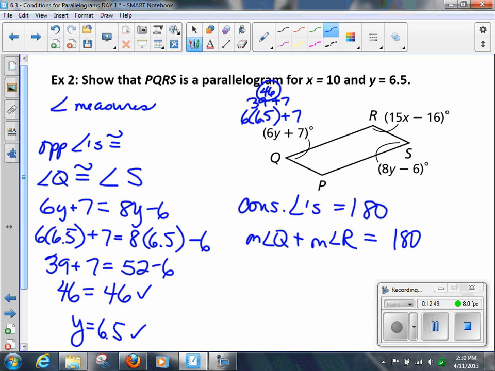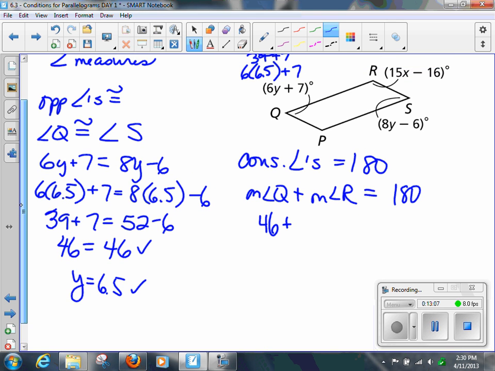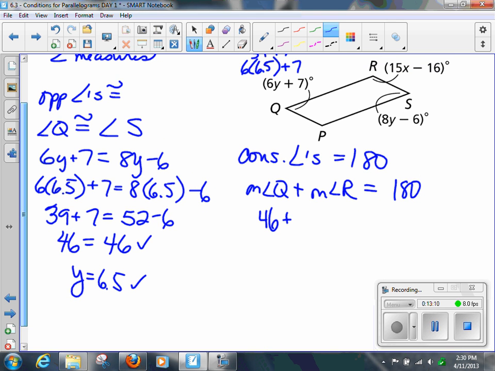Do you guys understand that? Do you agree with that? Now, I'm being pretty technical in the way I'm writing this out. The measure of angle Q, we just found that it's 46. The measure of angle R, well, I don't know what it is. What is the measure of angle R? 15x minus 16. And we're thinking that in the instructions it said x was equal to what? 10. So I'm going to plug it in there and let's see.